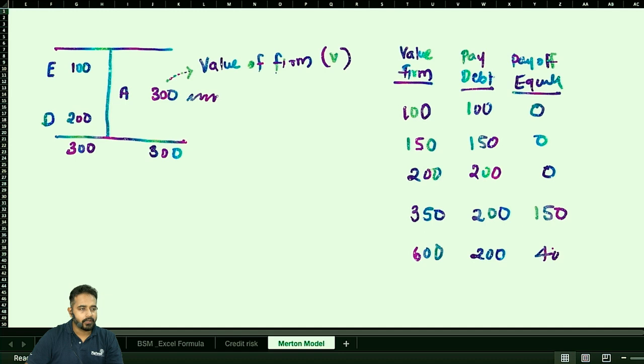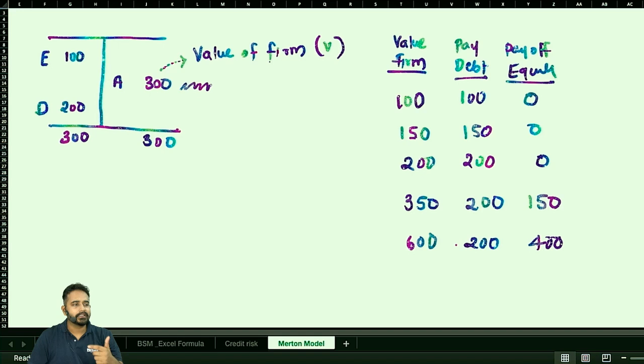Look at how equity behavior is, right? As the value of the firm is increasing, the payoff to the equity starts increasing significantly. If this is 1000, this is 200, and this would be 800.